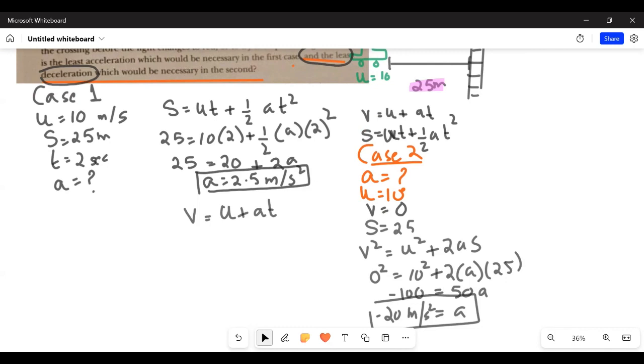Okay. So these were the two homework questions. Now we move on to the next question.